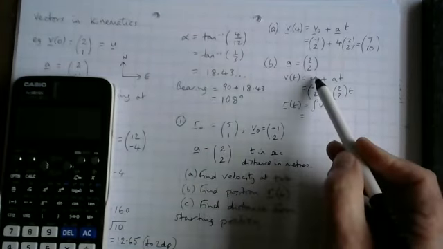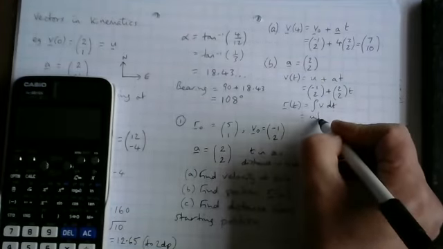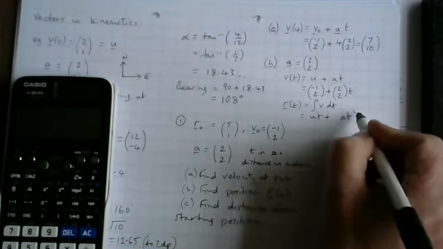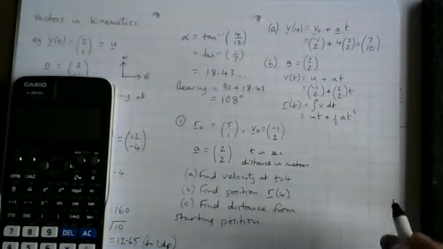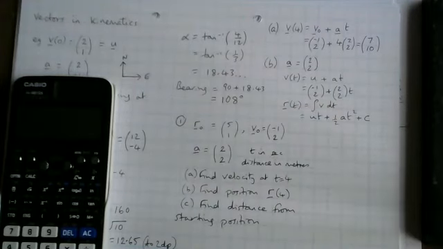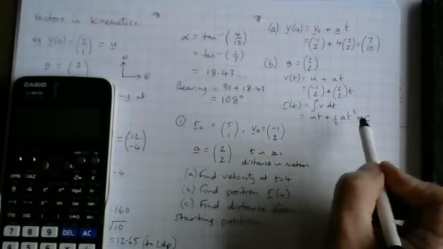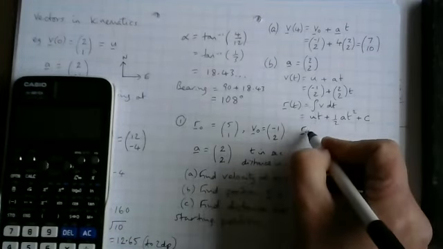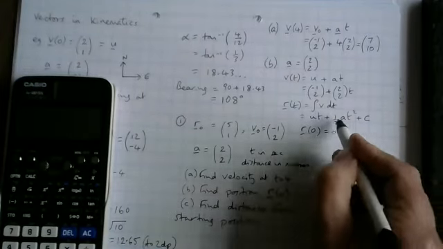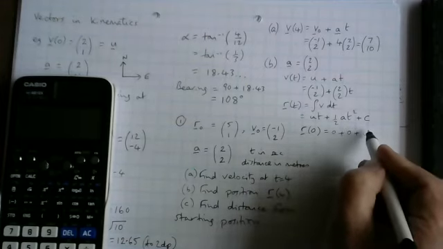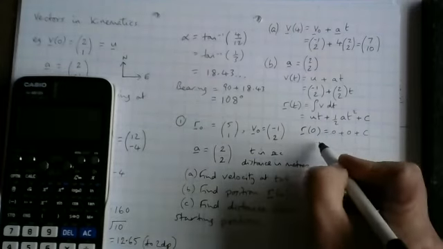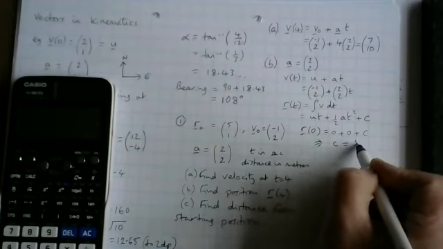Equals, well, let's integrate that. That's u, so it's ut, plus, that's at, so it becomes at squared, and that needs to be a half, plus some constant. What's the constant? We need to know what happens at 0. So r of 0 equals 0 plus 0 plus c. But they told me what r of 0 was. It was this one here, 5, 1. c equals 5, 1.